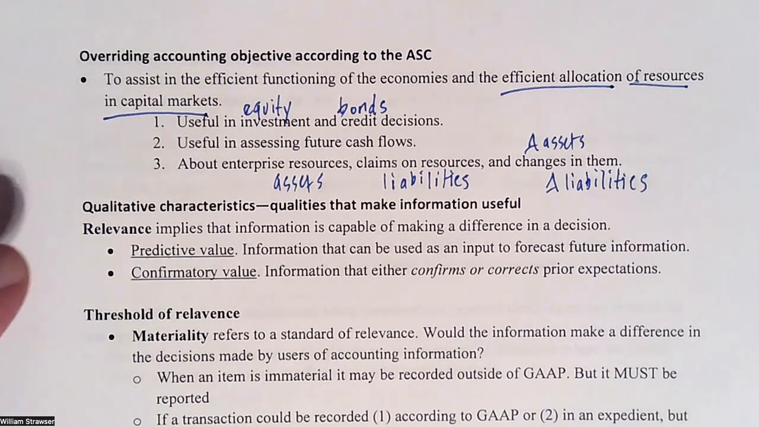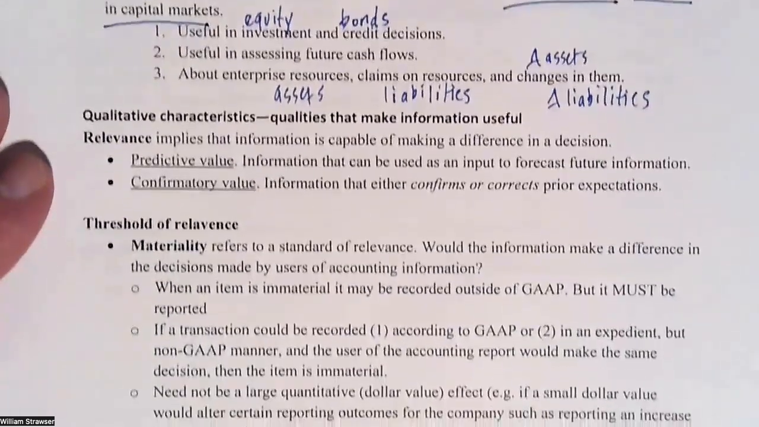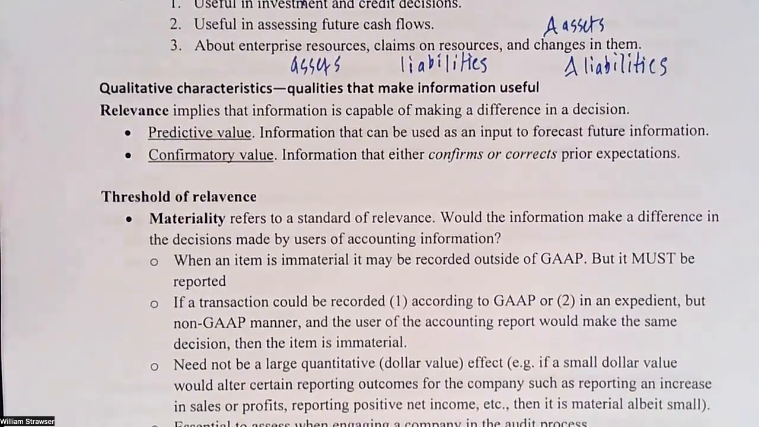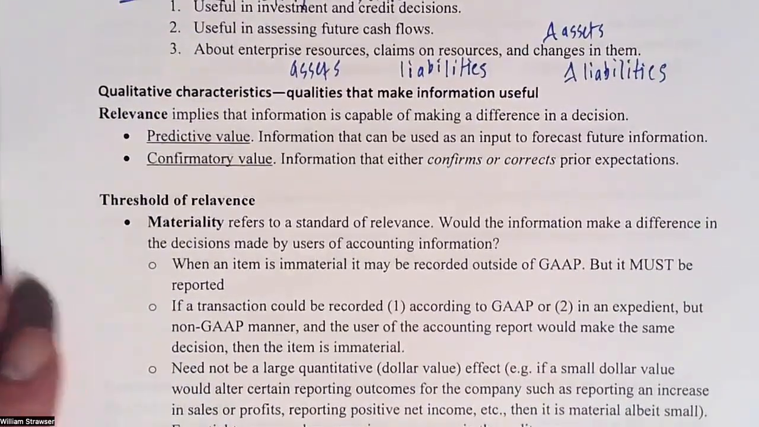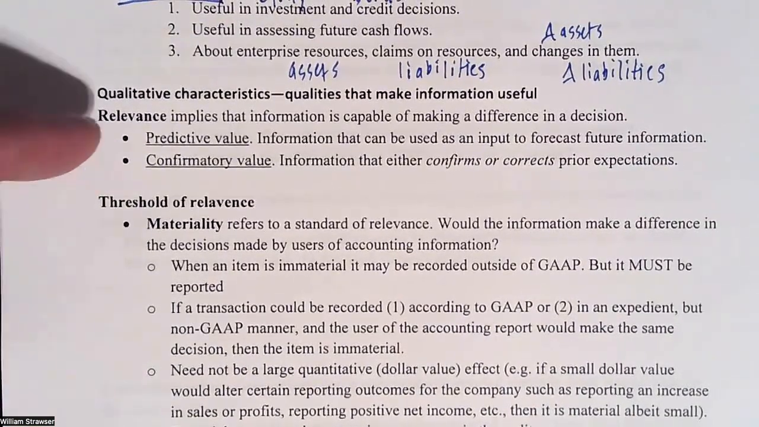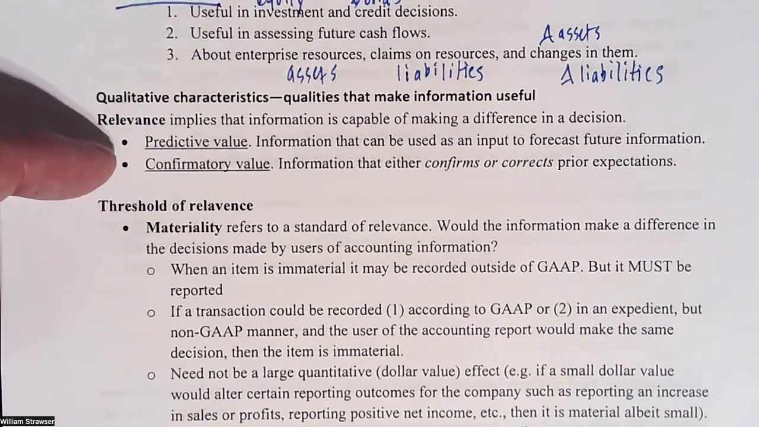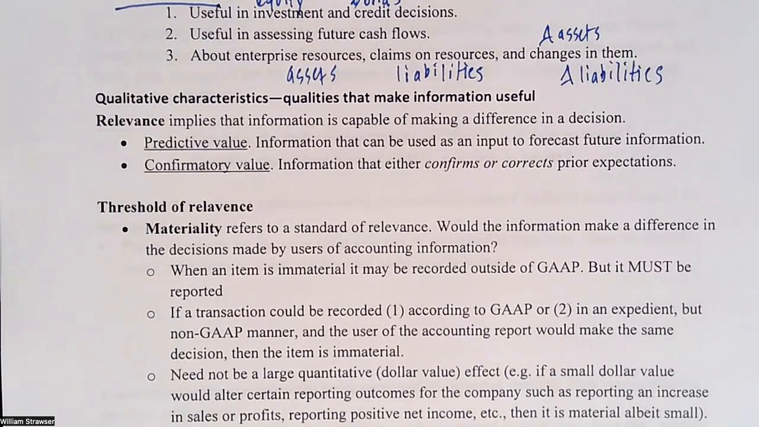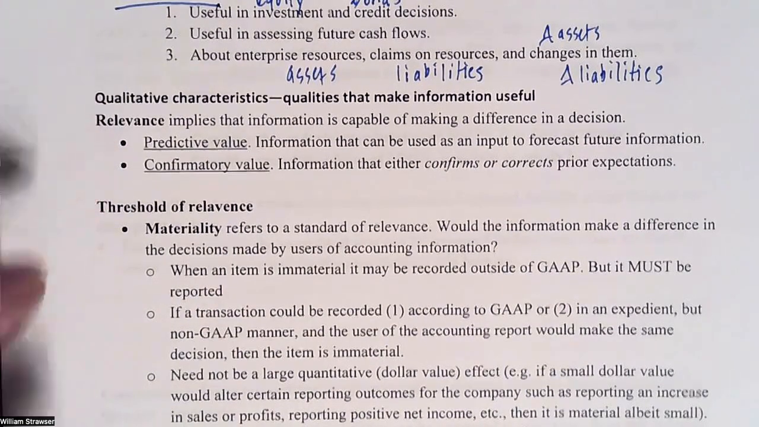These next pieces are, again, somewhat straightforward. Now, what makes the information useful? I don't want to read all this to you. Well, information should be relevant. It should have predictive value. It should tell me about the future. It allows me to forecast, or it should have confirmatory value. It should either tell me that an opinion I held in the past was right or it's wrong, right? It allows me to update my views. So that's the relevant piece.